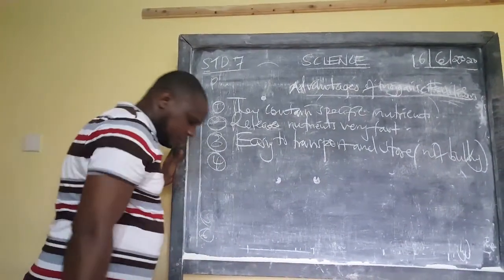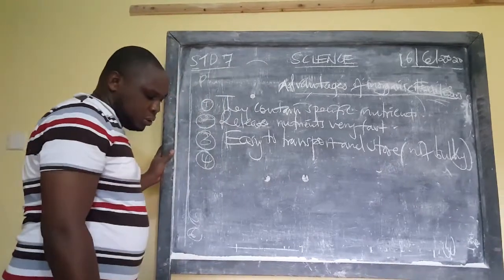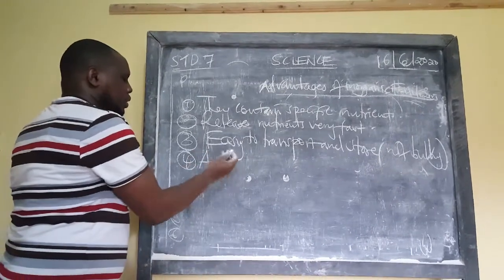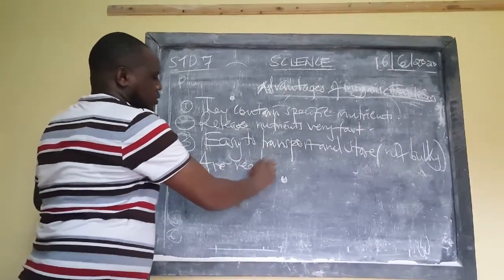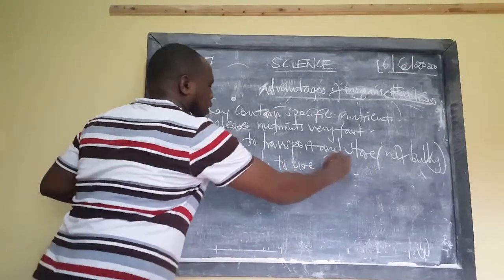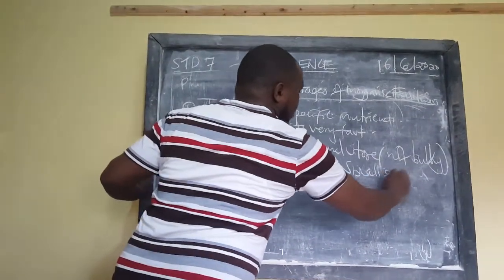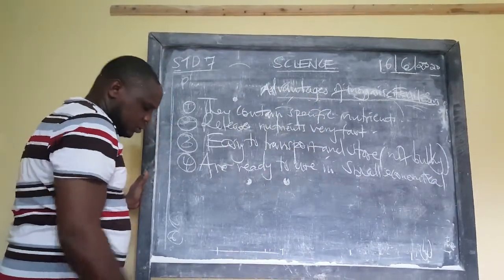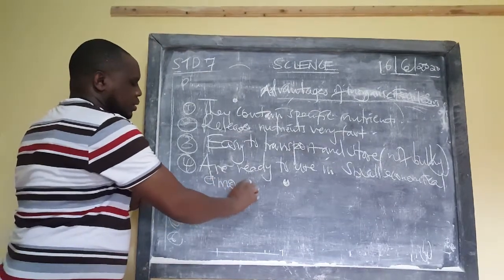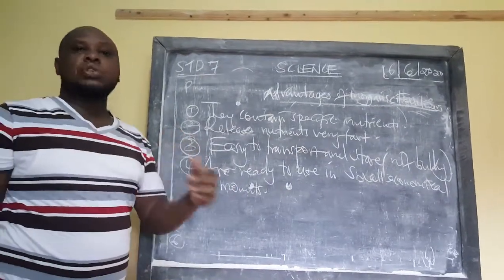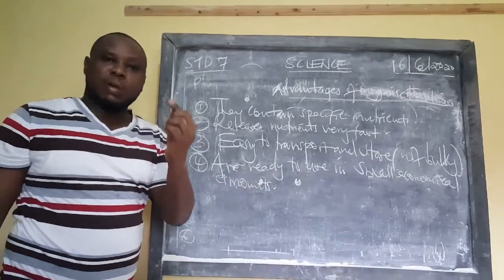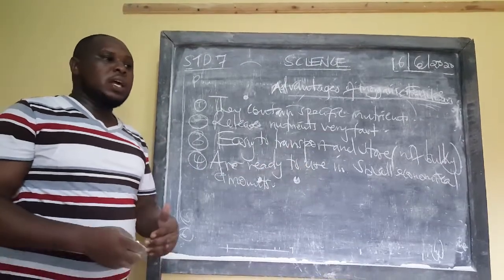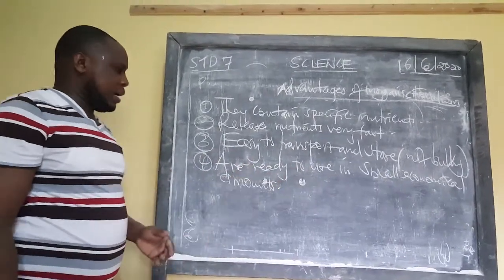Number four, they are ready to use in small economical amounts. What does this learner mean? That even a farmer who does not have a lot of money to buy these fertilizers can afford even to buy half a kg, because they are packed in small quantities that are economical. Economical means you can afford them. So this is what it means, learner.